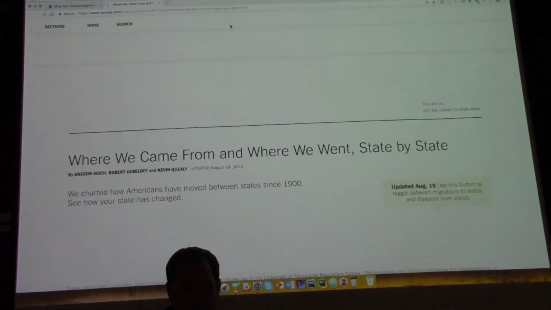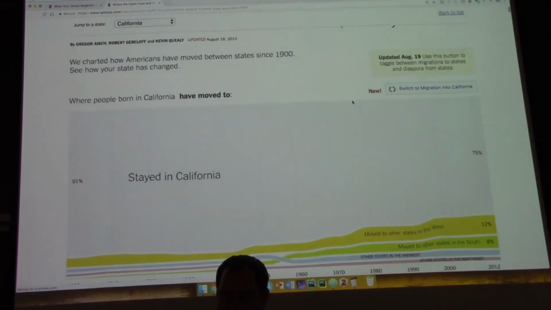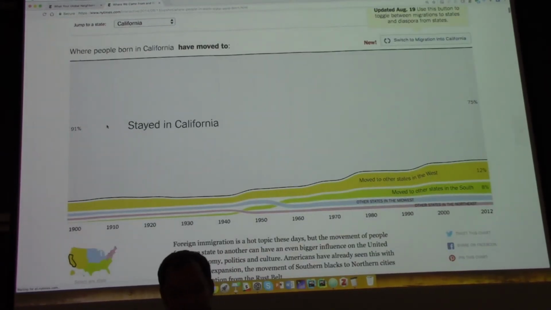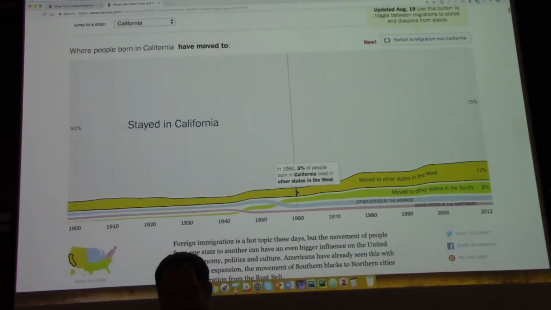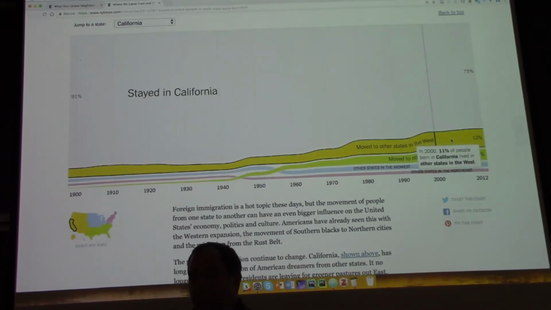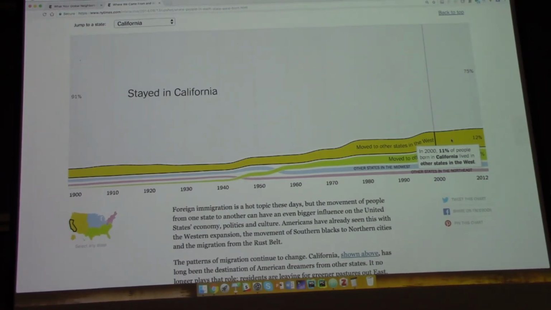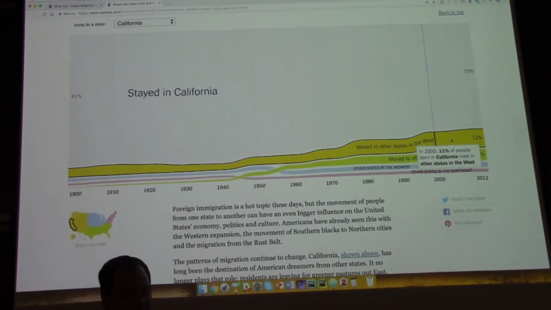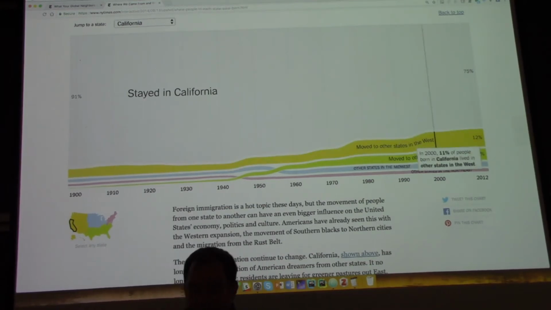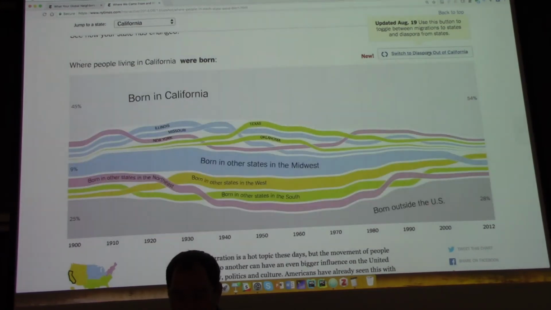This is actually a pretty neat visualization. You can look at various states, and you can see these trends across all of the US states. They have also done some smart aggregation here because they don't show you all of the 50 states. If they can group them based on regions where people are moving from, they do that. So move to other states in the West, move to other states in the South, and we can switch between migration into and out of.